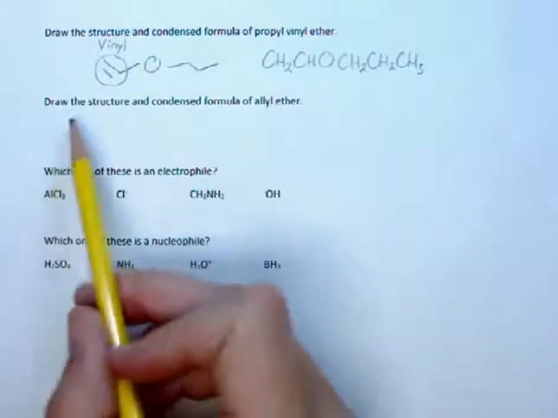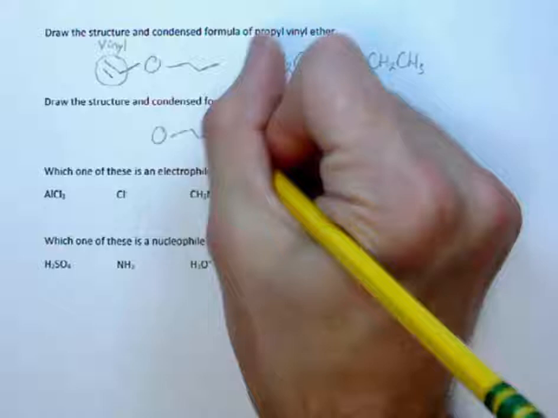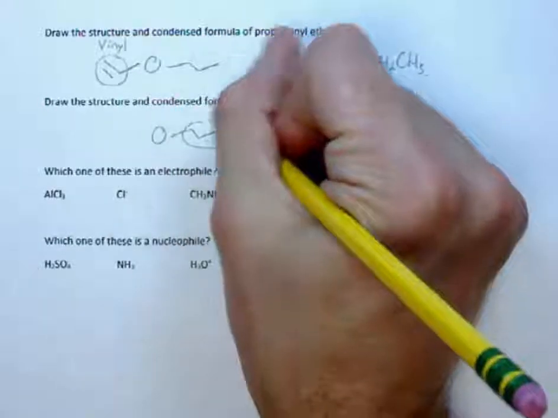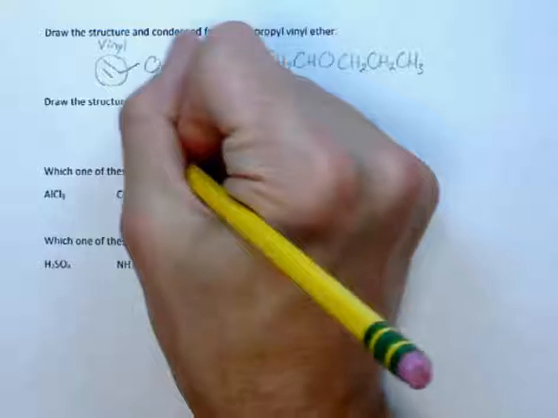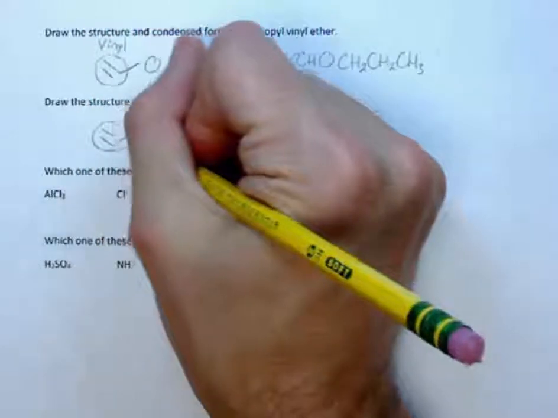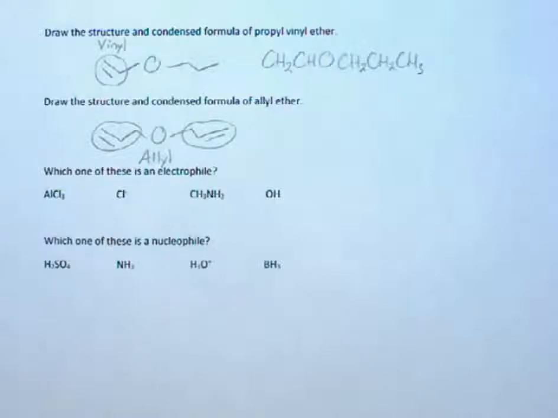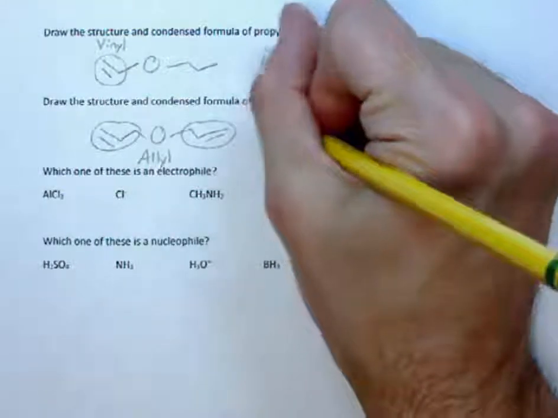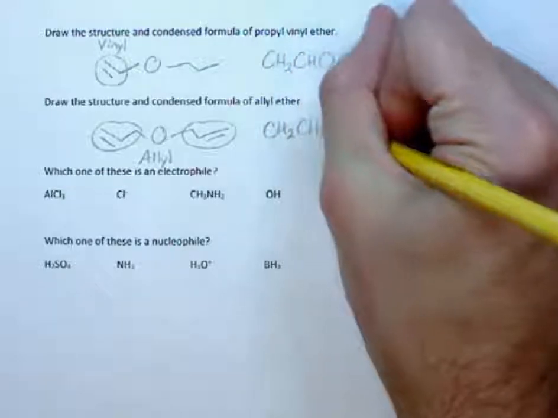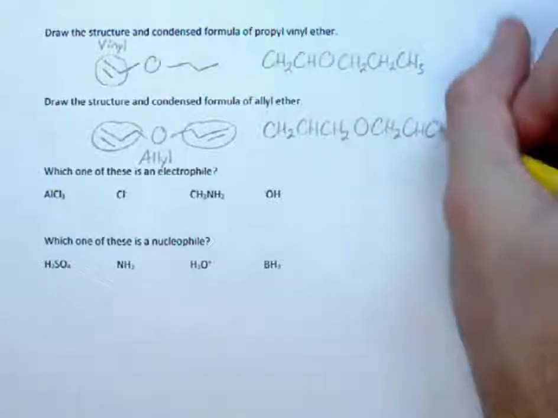Now the next question asks you to do the same thing, but for allyl ether. An allylic group is going to be like this. And we do the same thing to the other side. So this is an allyl group. And the condensed formula is CH2, CH, CH2, O, CH2, CH, CH2.